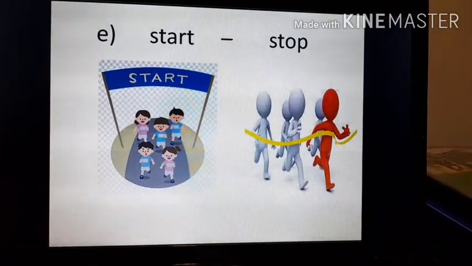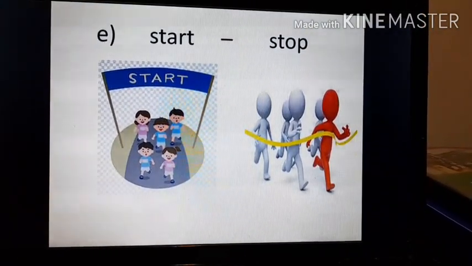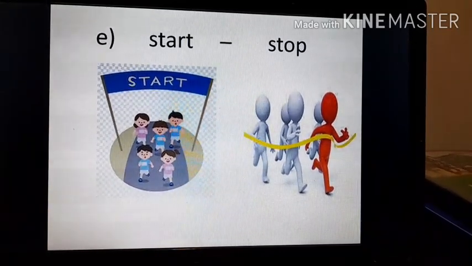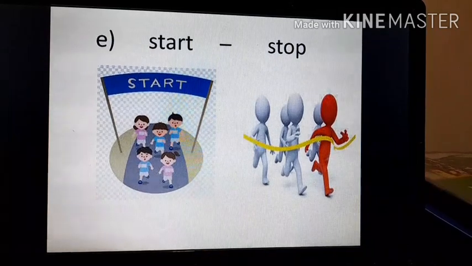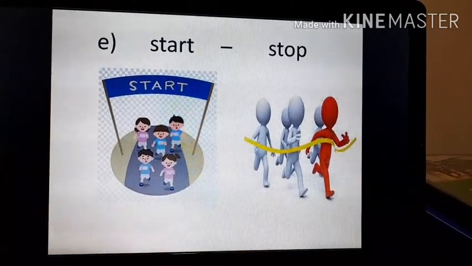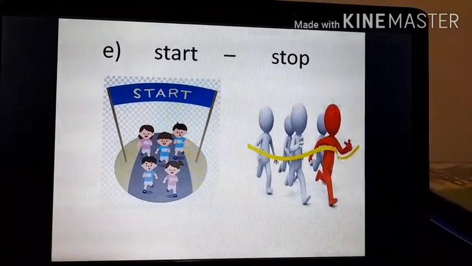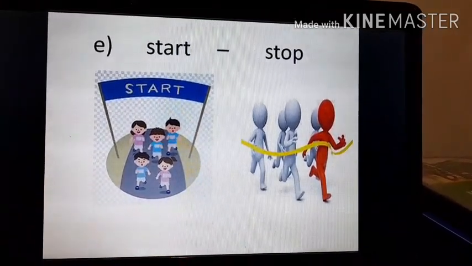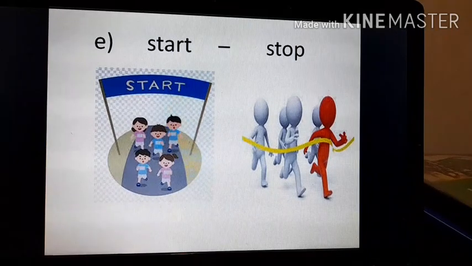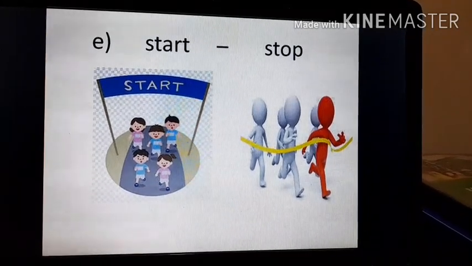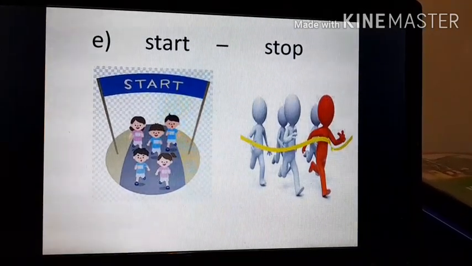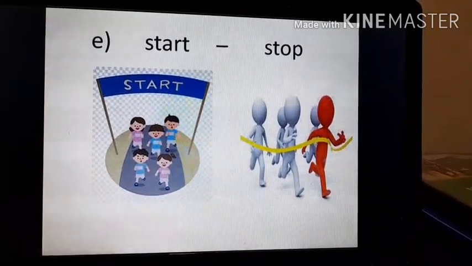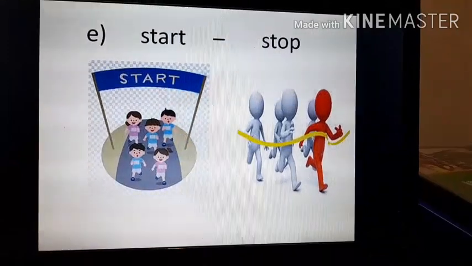Start means the point where your race starts, right? Say I can give the example like here your race starts now. So start is the point where you start. शुरुआत करते हैं, ठीक है? And the opposite of start is stop. Here your race stops now. So stop means रुक जाना. Start means शुरुआत करना और stop means रुक जाना.